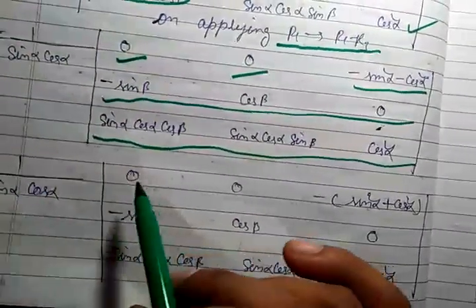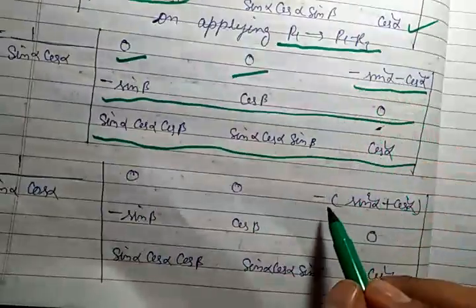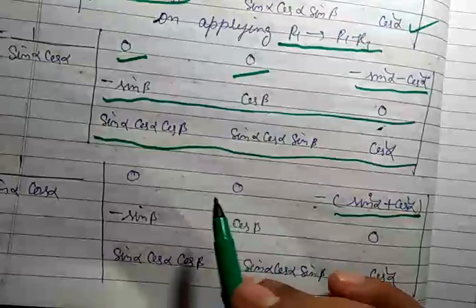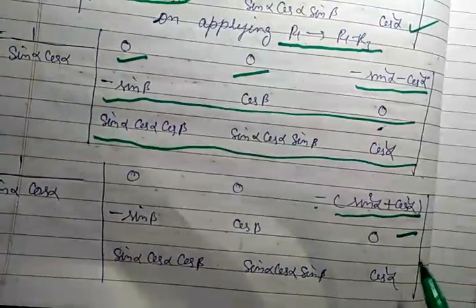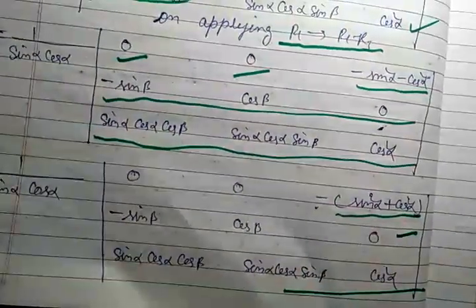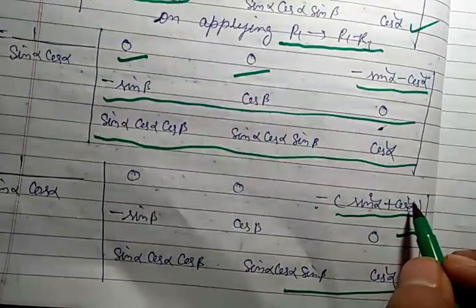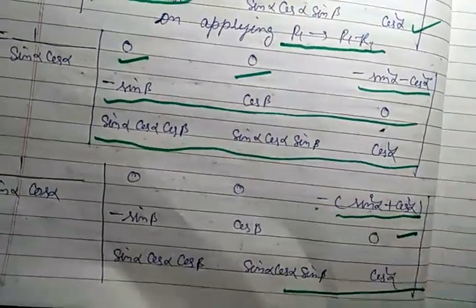Okay, now 1 upon sin alpha cos alpha, you will get here 0, 0, and you can take out the common minus sign here, then you will get sin square alpha plus cos square alpha, and no change in this row and no change in this row. Now you can see that you know the formula very well, sin square alpha plus cos square alpha is equal to 1, so we will put the value 1 here.